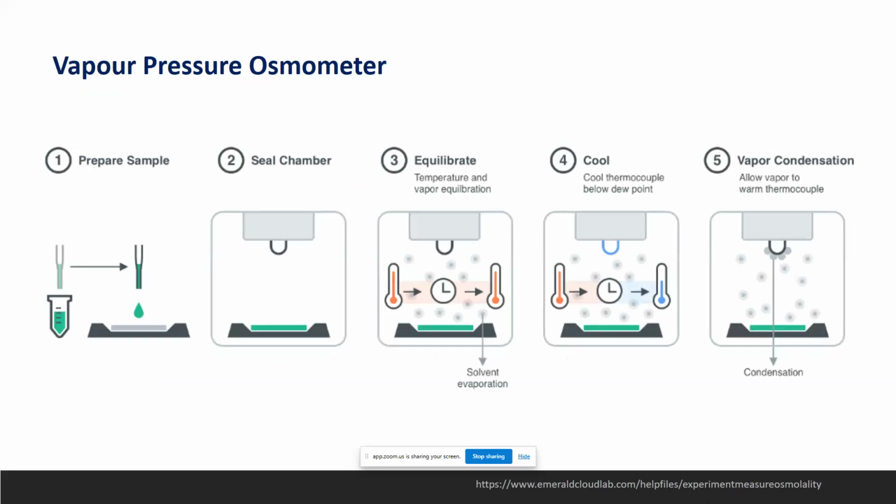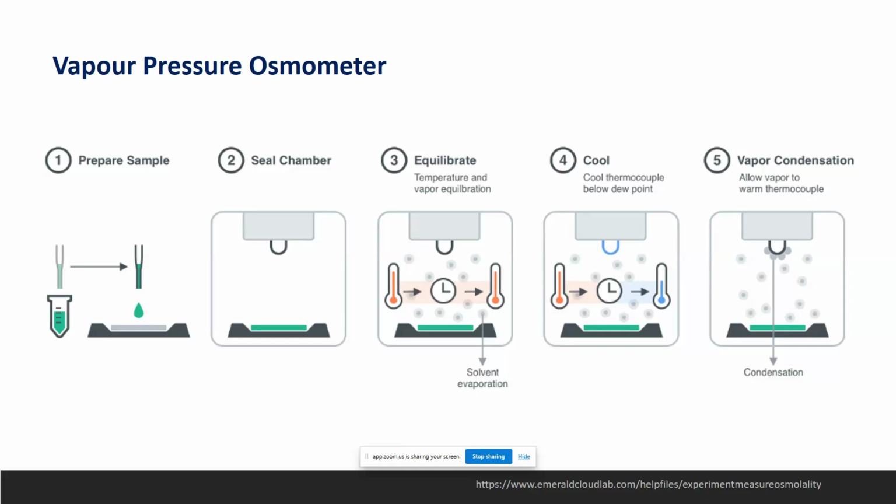So the first step requires loading the sample solution onto a solute-free filter paper and inserting that into the chamber. And the sample-inoculated paper is then loaded into the sealed measurement chamber, as you can see in step 2. The third step is where the temperature of the chamber and the solvent vapor inside are allowed to equilibrate, typically for only a few seconds, and that's known as thermal and vapor equilibrium.